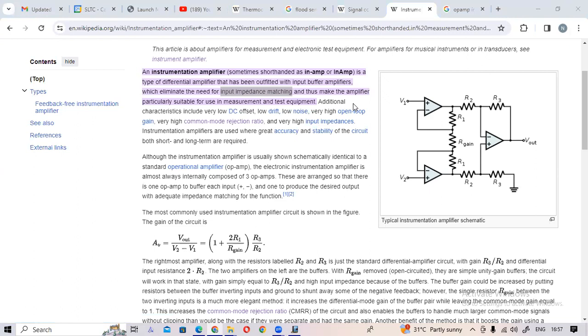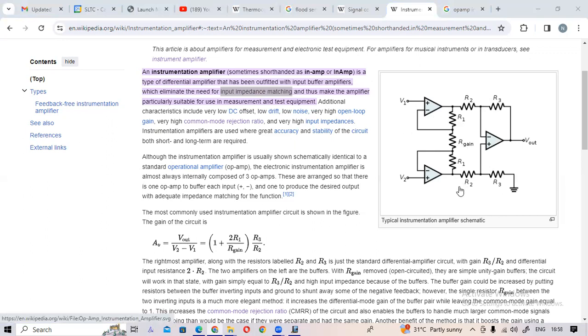I will give you some examples and some introduction. So this is an instrumentation amplifier. This is a schematic circuit. You can draw this one. This is the instrumentation amplifier circuit you can put.